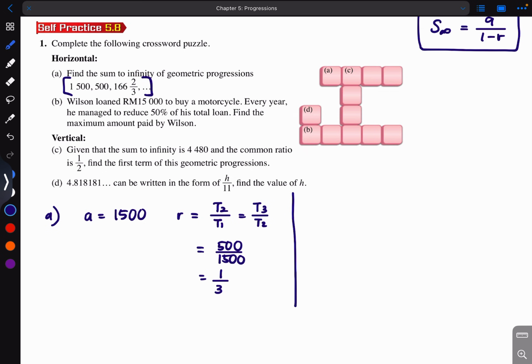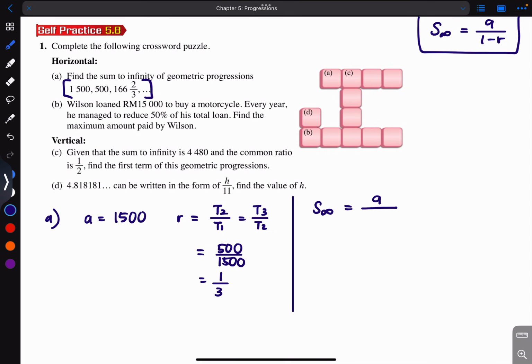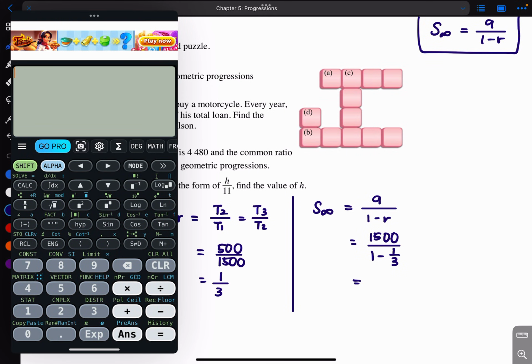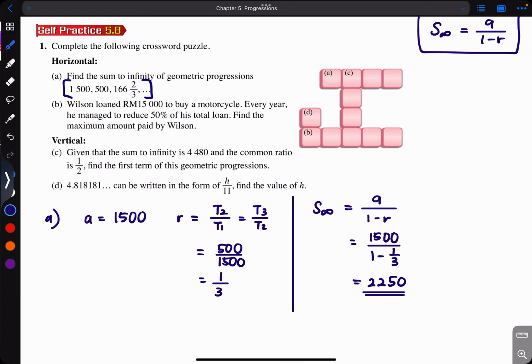Right. Now we can find S infinity. So S infinity is a over 1 minus r. We get 2250. Done. So horizontal A is 2250.